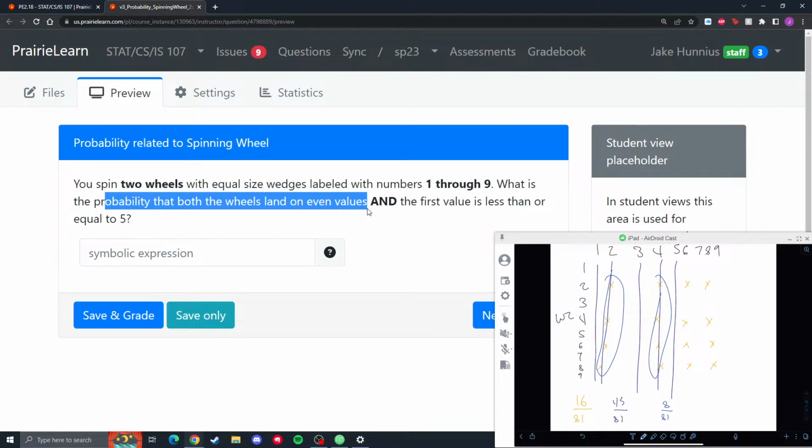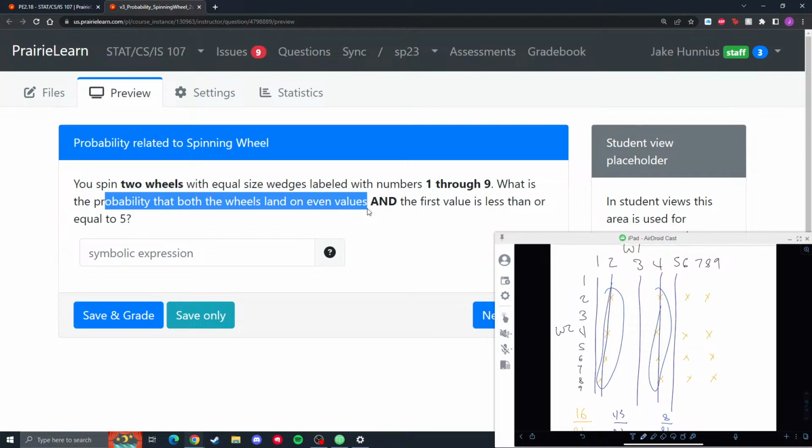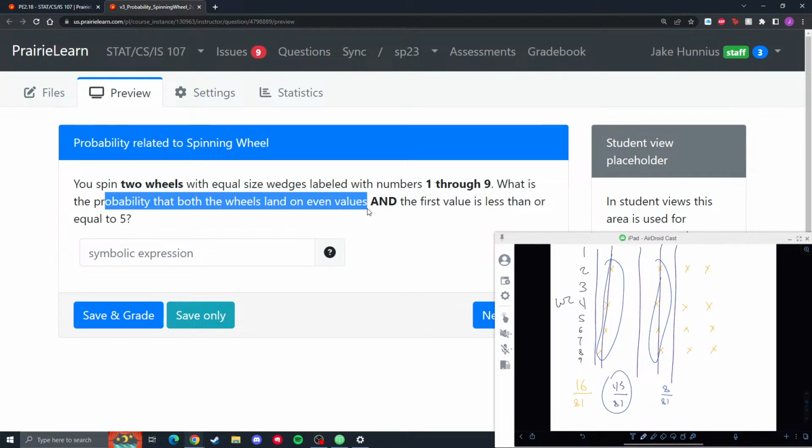Yeah, you can use the multiplication method, but with the wheel problems, these ones are always tricky. I always draw them out. Yeah, so we can think of the probability that the first value is less than or equal to 5. The first wheel has to be less than or equal to 5, so it's going to be 5 of them, and the second wheel can be any of the 9, so it's going to be 45 over a total combination. So that's how we're calculating this.